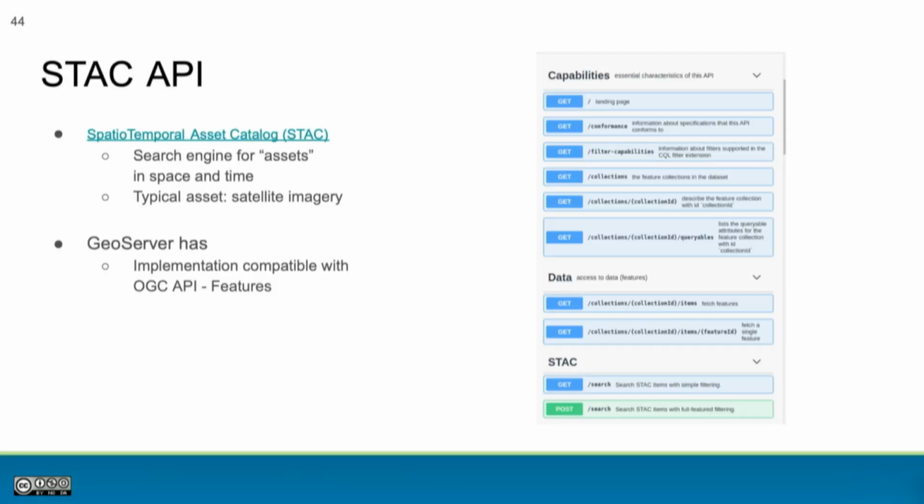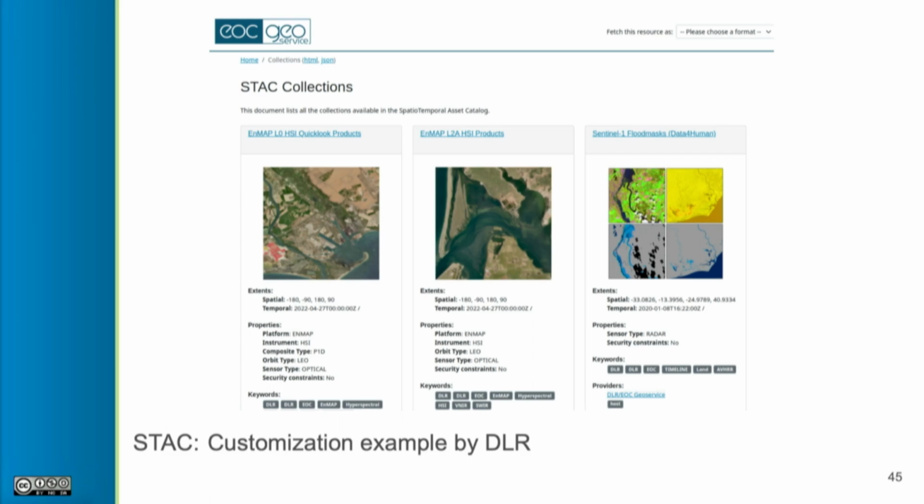Other OGC APIs is the STAC API. So this is the spatial temporal asset catalog. We've got an implementation compatible with features. And here's an example of this customized with headers and item presentation in order to have something that looks visually distinct.